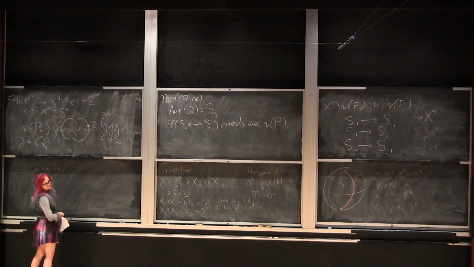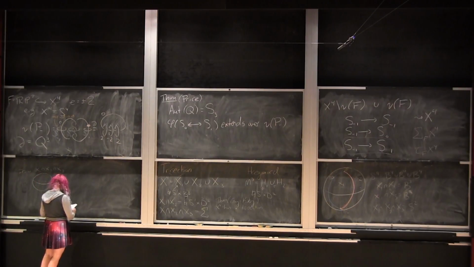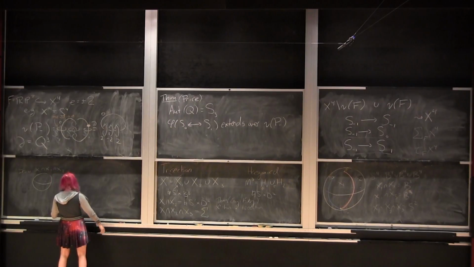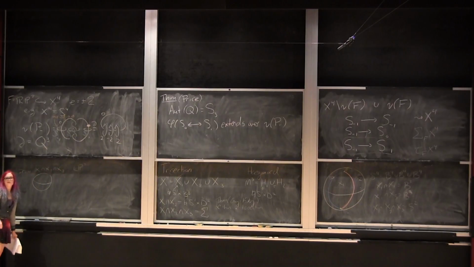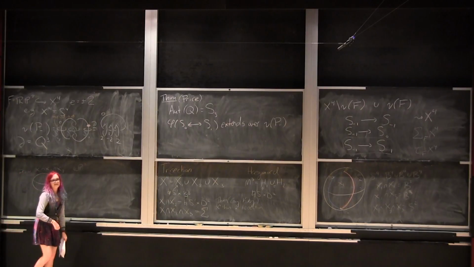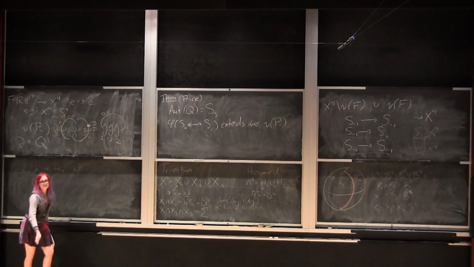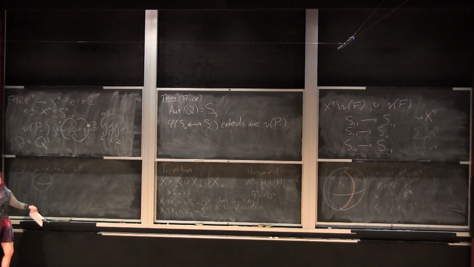Let's draw a slightly more interesting one. Let's say we want to understand CP2. Okay, so how should you all understand CP2 anyway? Everybody should think of it as three balls glued together, a 0-handle, a 2-handle, and a 4-handle. Any algebraic geometry thing is not acceptable right now.